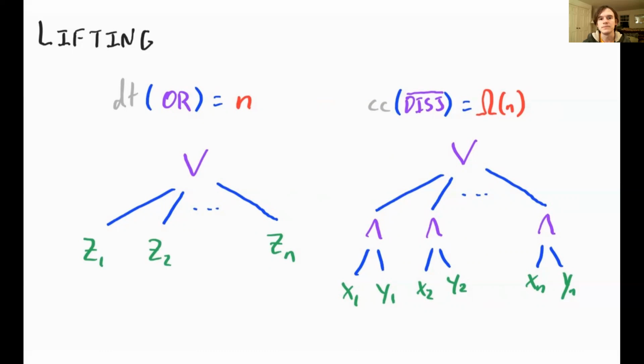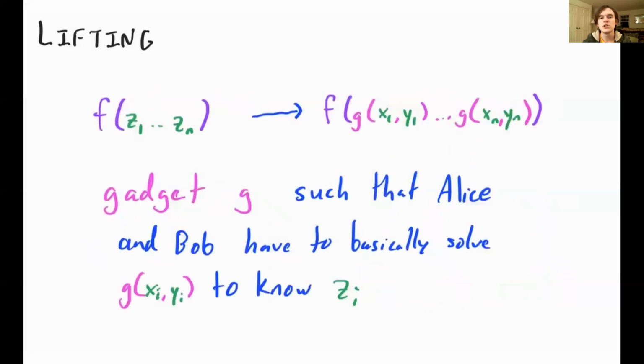So more generally, this gives us the idea of gadget lifting. And gadget lifting is exactly where we take a one-party function and turn it into a two-party function by replacing each variable with an inner function g, which we call the gadget, applied to some fresh set of variables. So z_i will be replaced by g of x_i, y_i.